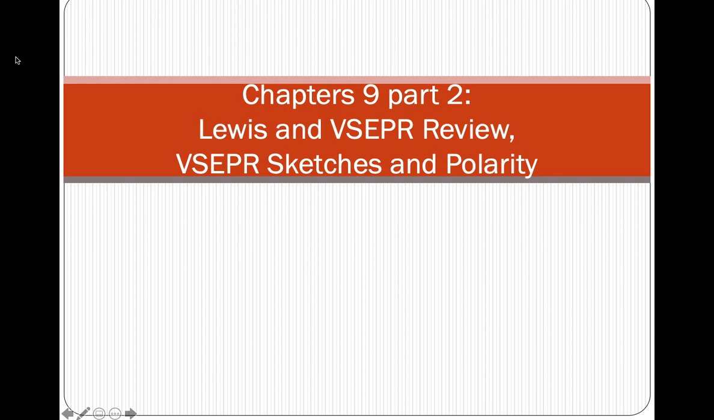All right, welcome to the second part of our Chapter 9 discussion. There's going to be a third one to come next week. What I want to take a look at today is really reviewing and putting a lot of things together that we've been talking about with Lewis structures and VSEPR geometries, and starting to look at a little bit more complex examples than what we've looked at so far.